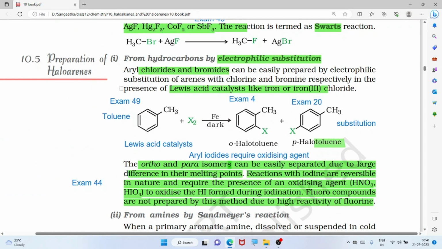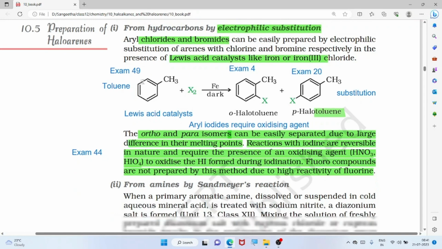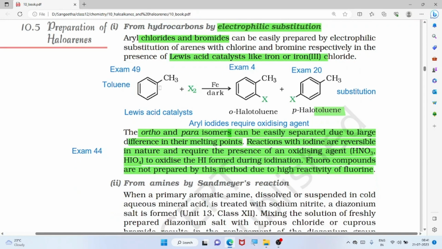Preparation of haloarenes by electrophilic substitution. Aryl chloride and bromide are easily prepared by electrophilic substitution reactions with chlorine and bromine respectively in the presence of a Lewis acid as catalyst. Lewis acid like iron(III) chloride. This is called toluene. Okay.